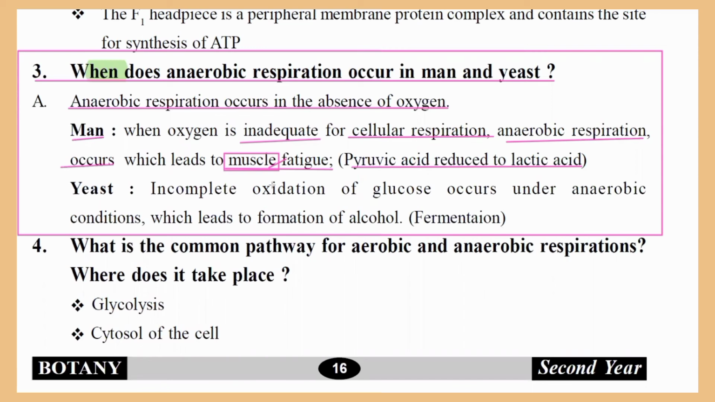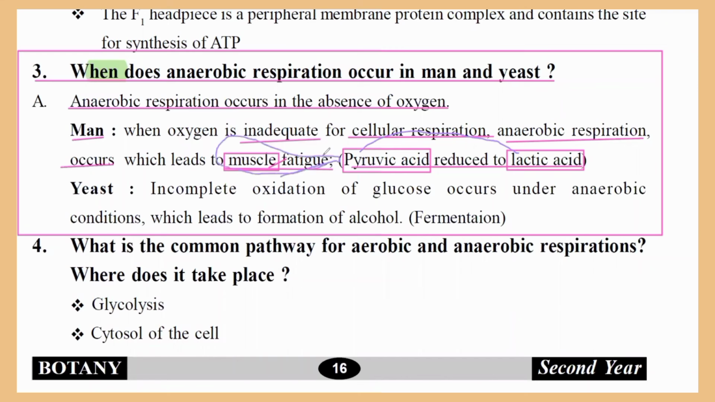Because we work more, oxygen does not reach those cells. Because oxygen is not reaching those cells, the pyruvic acid undergoes reduction and produces lactic acid. The pyruvic acid is converted into lactic acid during anaerobic respiration. This is most important, you have to remember. It occurs in human muscles.